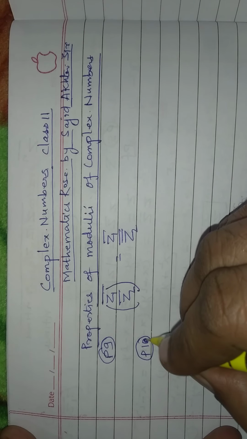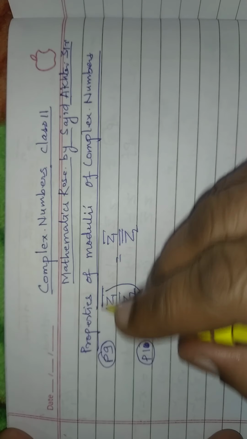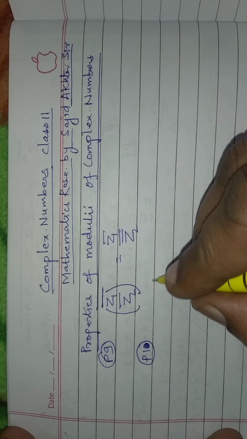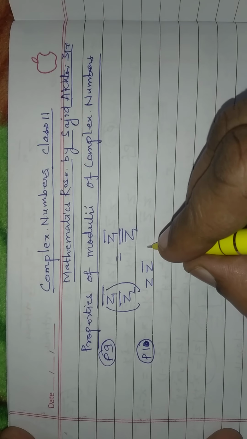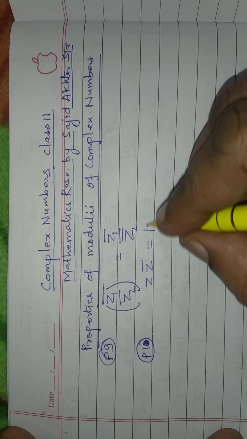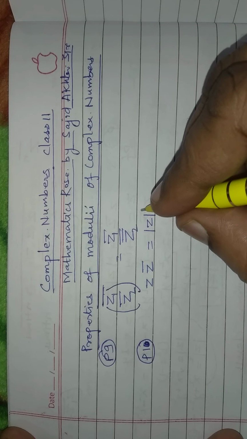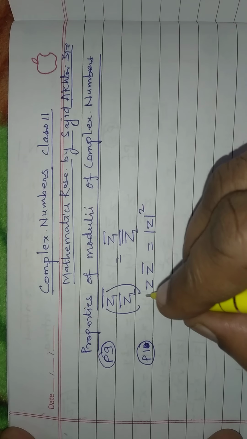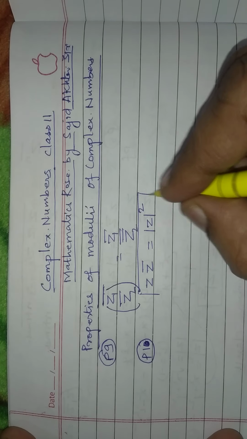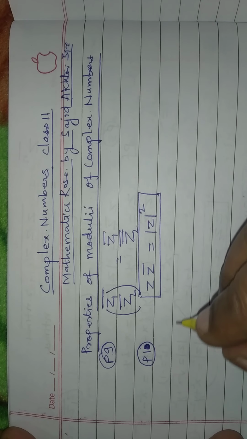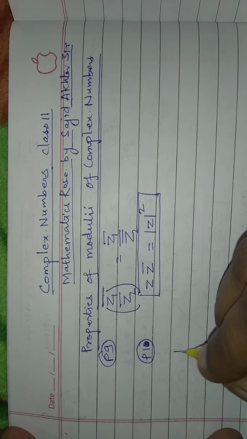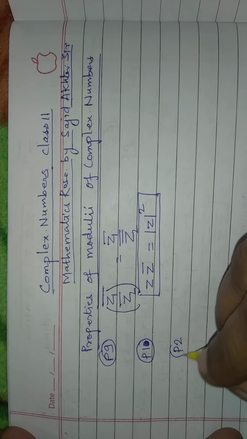P1, again, properties of modulus. As we have discussed, Z times Z bar, the conjugate, is equal to mod of Z square. This we have already proved, this property. Now the next property is property 2 of moduli.